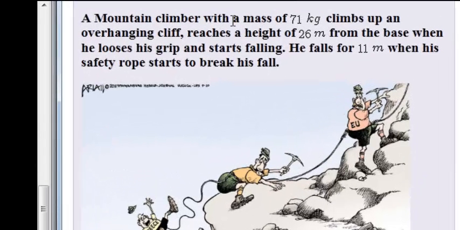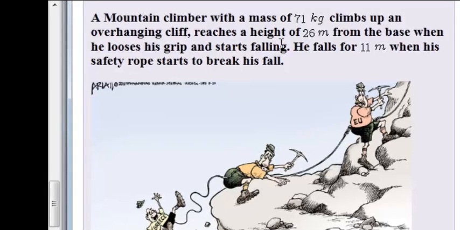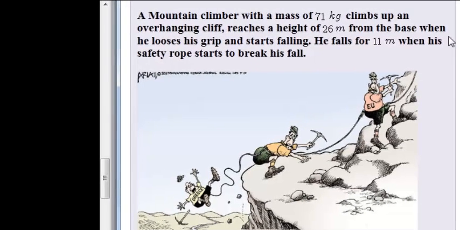A mountain climber with a mass of 71 kilograms climbs up an overhanging cliff, reaches a height of 26 meters from the base when he loses his grip and starts falling. He falls for 11 meters when his safety rope starts to break his fall.